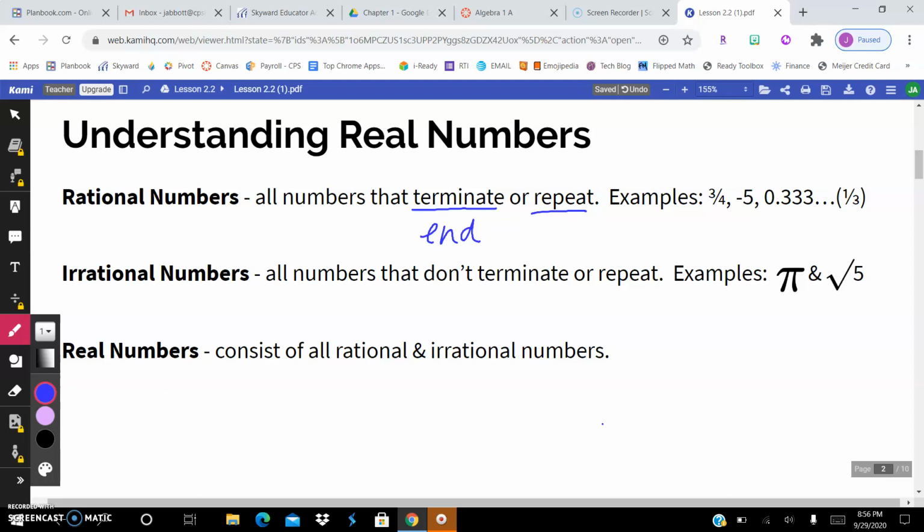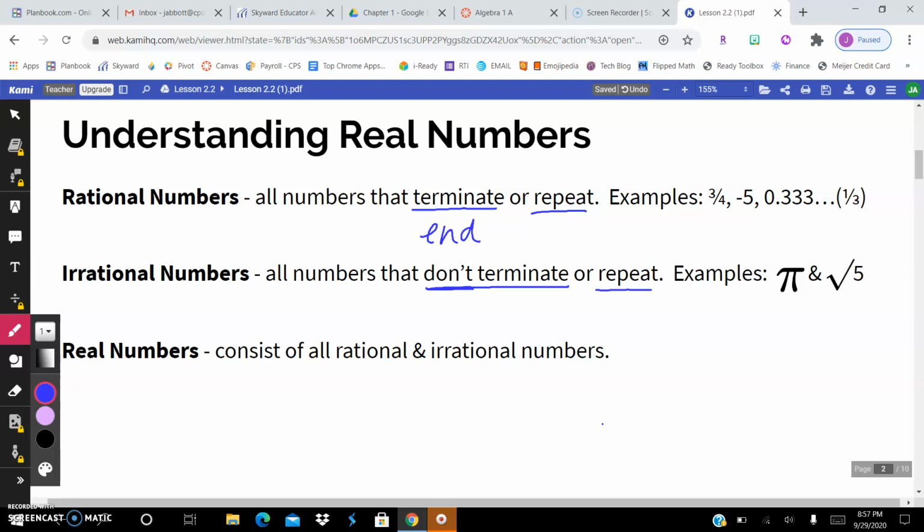Okay. Irrational numbers are all numbers that don't terminate. So make sure you notice that word don't there. So they don't end or they don't repeat. So examples are pi and the square root of 5. Pi goes on forever, but it never repeats. So that's why it's an irrational number. Same thing with the square root of 5. It's not a perfect square. So if I take the square root of it, I'm not going to get a whole number answer.